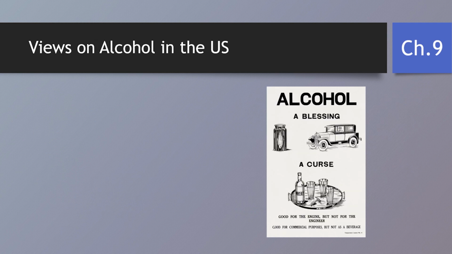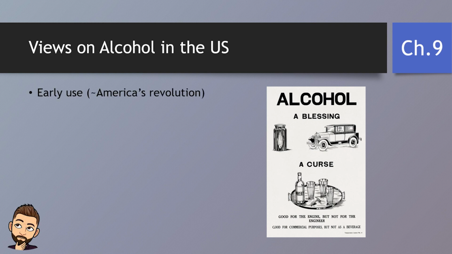All right, let's talk now a little bit about some of the different views of alcohol in the US and work through how this has evolved and changed over time. So starting off really early on, around the time of the Revolution, we actually had people drinking quite a bit of alcohol. In fact, it was said that people consumed more alcohol than they did water at this time. Early on, they referred to it as the drink of the gods, right? It was something that people just used quite a bit.